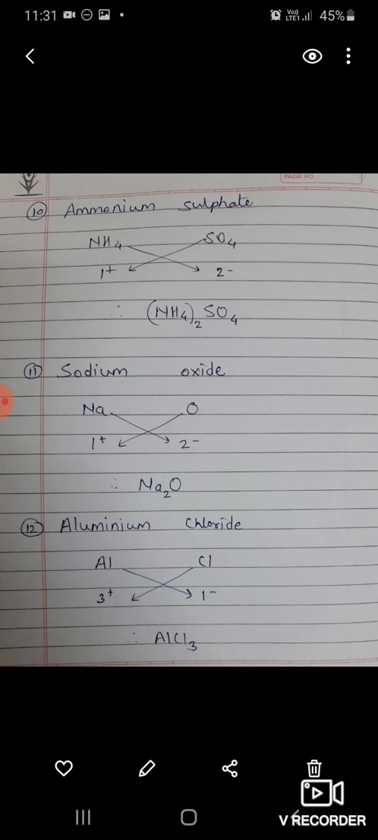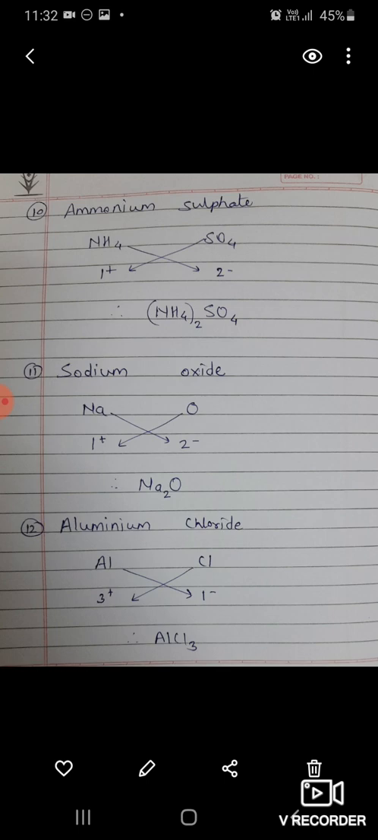Next, sodium oxide. Symbol of sodium is Na, oxide is O. Charge on Na is 1 plus, oxygen is 2 minus. So after crossing, what do we get? Na2O. Last, aluminium chloride. Capital A, small l, chlorine, for chlorine Cl. Valency of Al, you must have seen Al3 plus, right? So that 3 plus we are writing here. Cl is 1 minus. After crossing, what do we get? AlCl3.